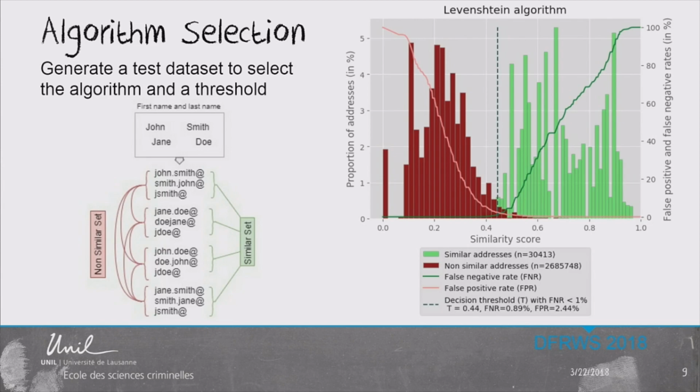And then we selected a threshold. The threshold was selected in order to minimize the false negative rate, because here we are in an investigative context, so we don't want to miss relevant links. So maybe we will have more false positives, but anyway, we didn't want to miss links.